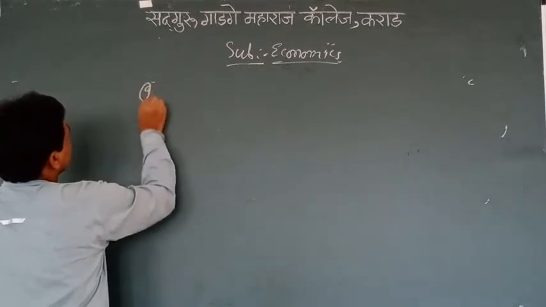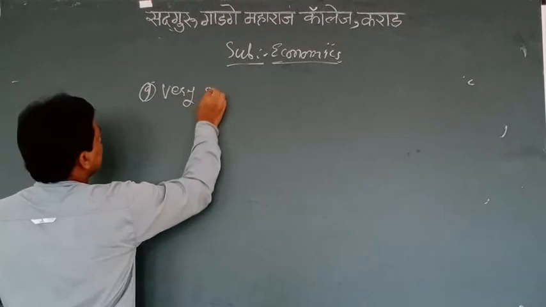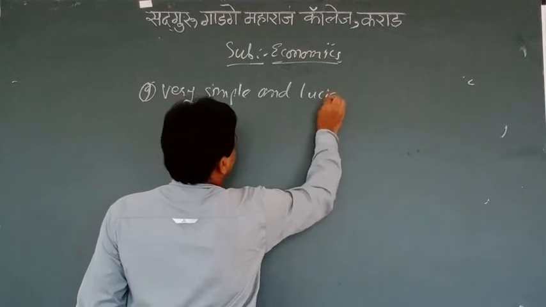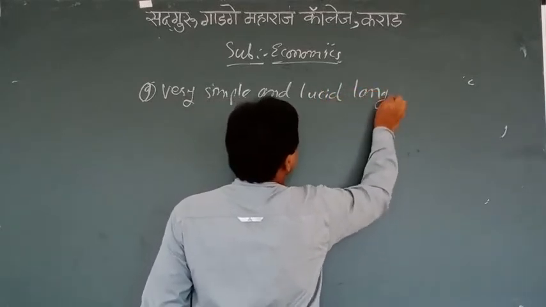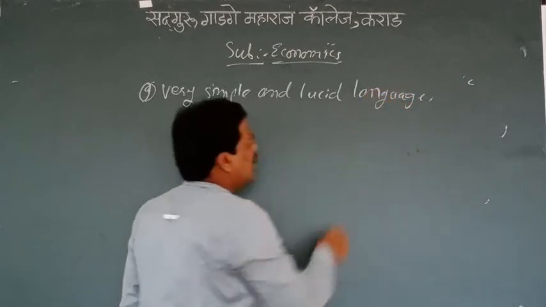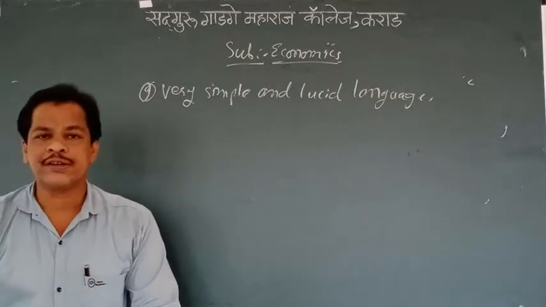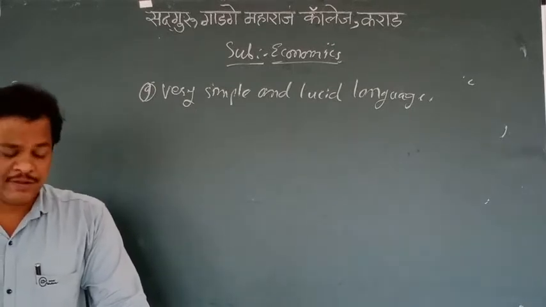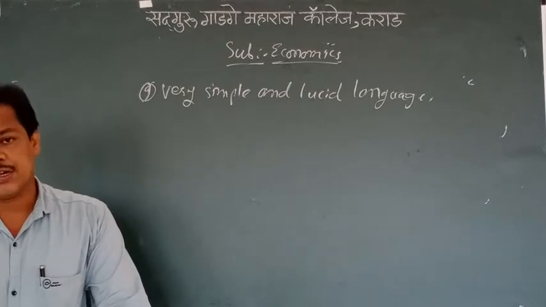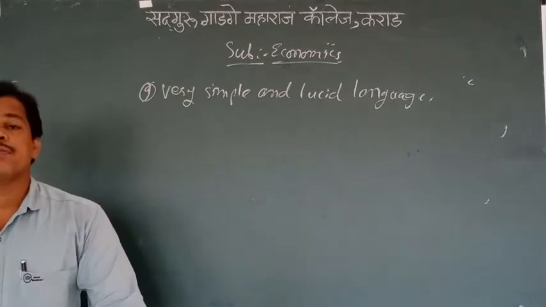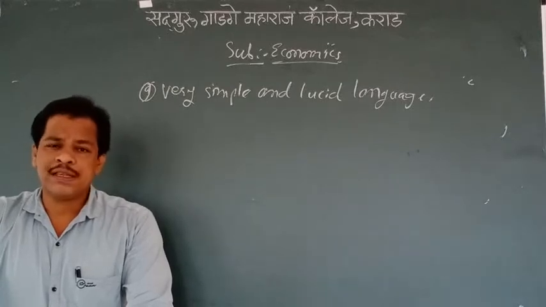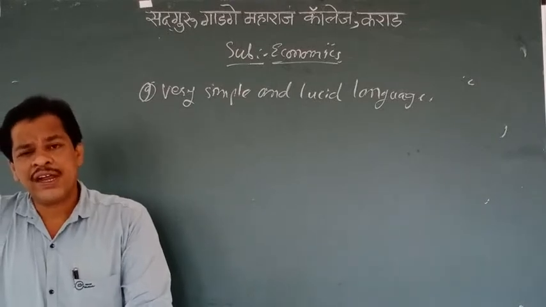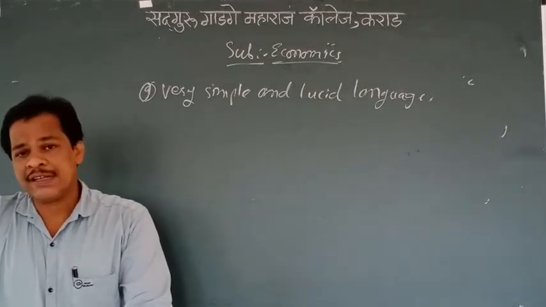very simple and lucid language. When you go through this book, what will you observe? The language of this book is very, very easy. A common student, a student who belongs to a rural area, can also understand. It is not necessary that your students come from a convent or a good school. Some people belong to poor families or come from a rural background. So when you read, you can find that the language is very easy, very lucid.